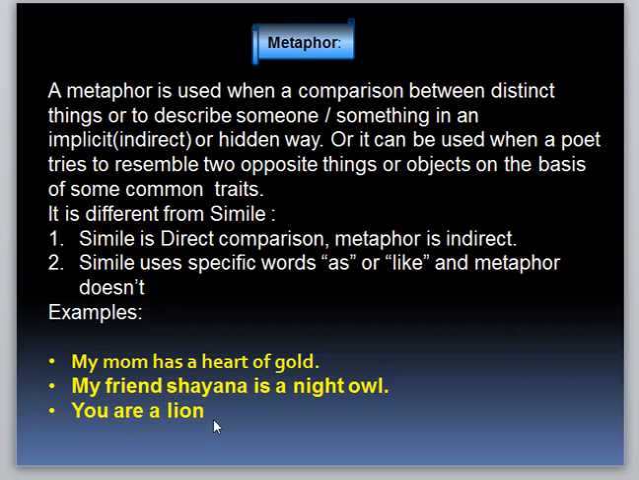You are a lion. That means you have that quality of braveness, courage. You are courageous, so you got a compliment. It's not that someone is mentioning you as an animal. So these are the things when we compare two opposite things without mentioning any word like as or like. But we know there is a comparison and some common traits have been mentioned for the subject. So this is all for metaphor.